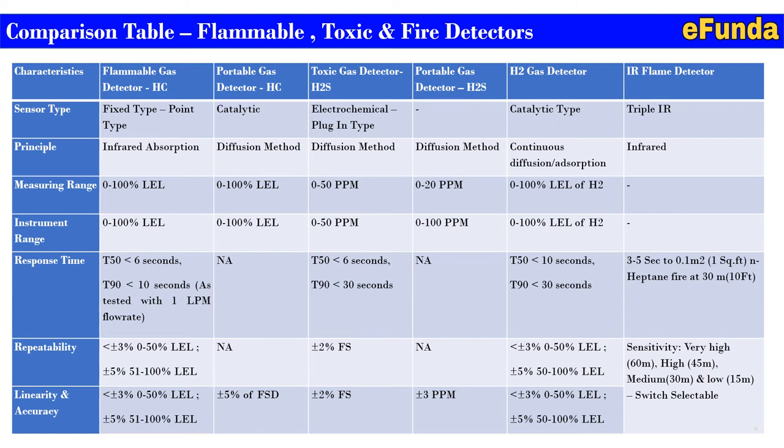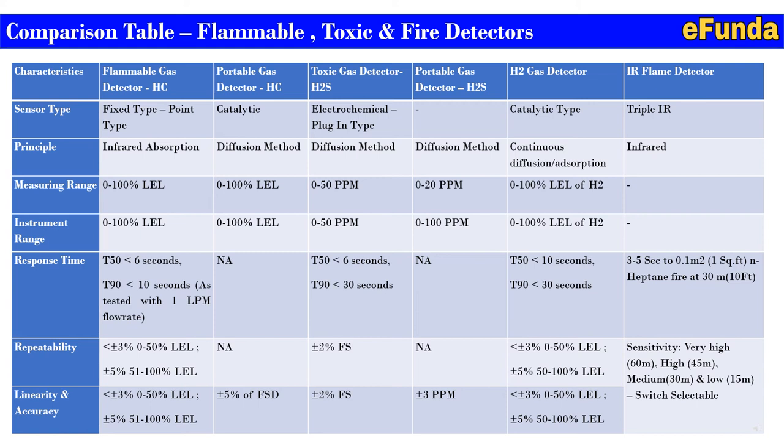Characteristics covered under this are sensor type, principle of the gas detector, measuring range, instrument range, response type, repeatability, linearity and accuracy, where the flammable gas detector HC types are covered. Portable gas detector HC, toxic gas detector H2S, portable gas detector H2S, H2 gas detector, IR flame detector, these detectors are covered. Please study this table, watch the video carefully.